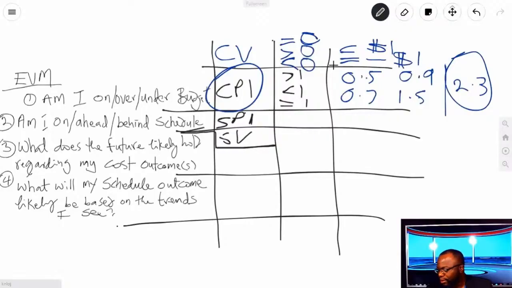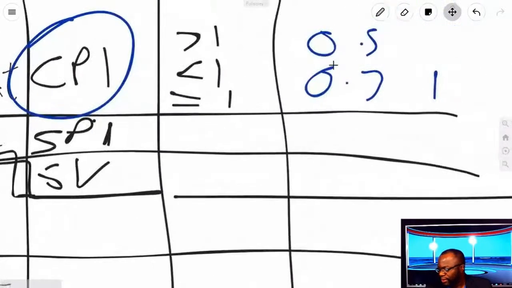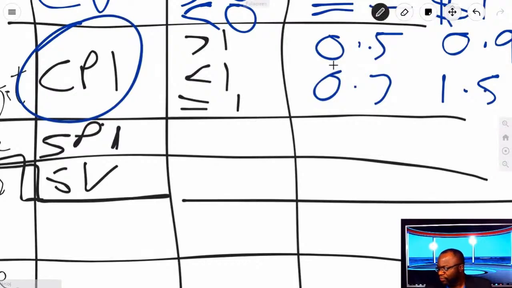And it's exactly the same thing, pretty much. Let me zoom in a little bit and discuss these. So if your schedule performance index is equal to 1, that means you're right on schedule.